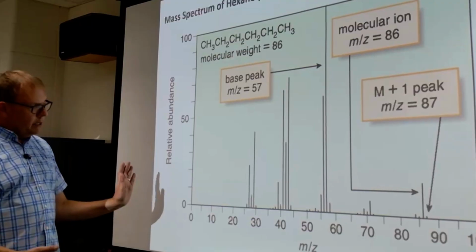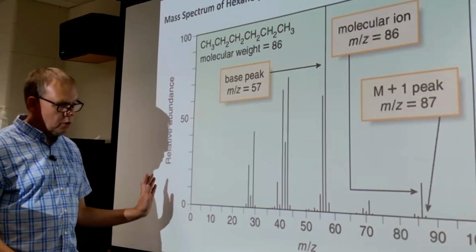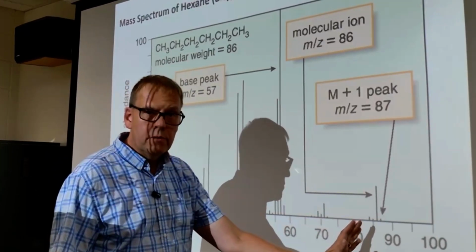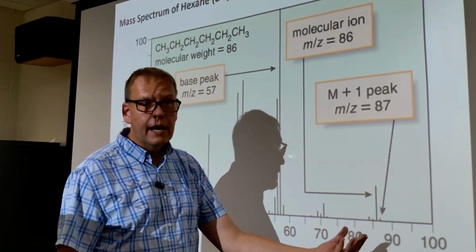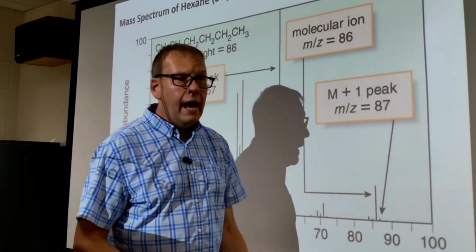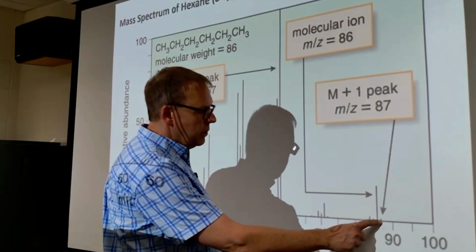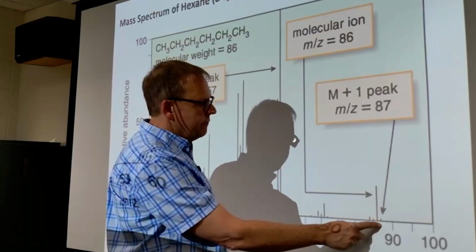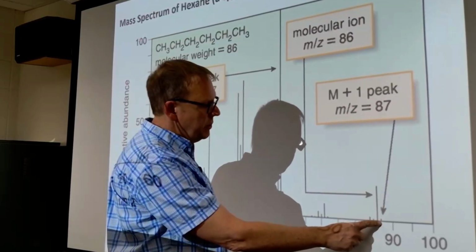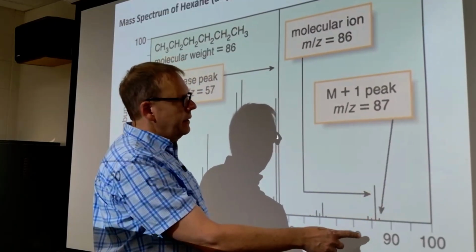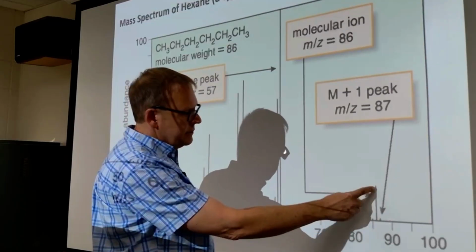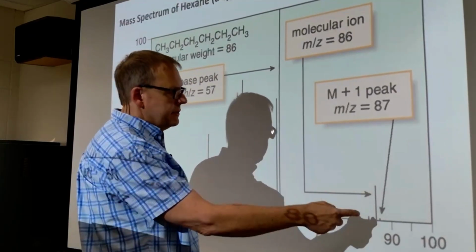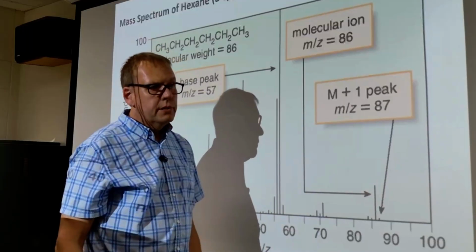So the molecular ion is the heaviest substantial peak. On the x-axis, you want to go all the way to the right and look for the biggest substantial peak. The reason I say that is almost all molecules have a small M+1 peak. That's what's called out here at 87. You can see there's a little peak at 87, and then there's a bigger peak at 86. It turns out 86 is the molecular ion, and the peak at 87 is what we call an M+1 peak.